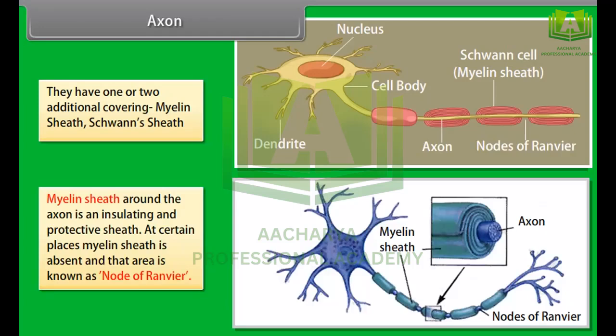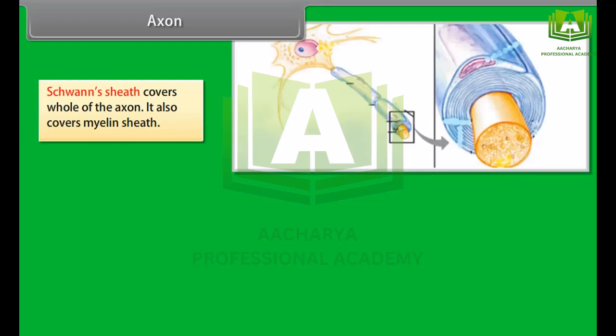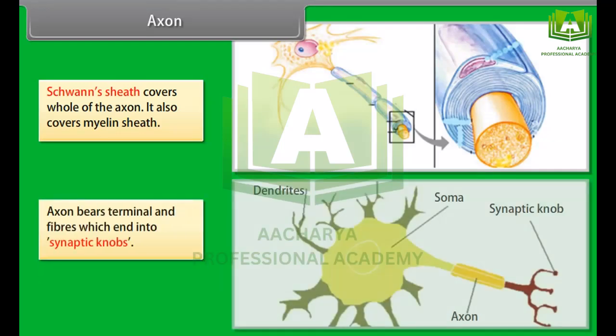At certain places, myelin sheath is absent, and that area is known as node of Ranvier. Schwann sheath covers the whole of the axon. It also covers the myelin sheath. Axon bears terminal fibers which end in synaptic knobs.